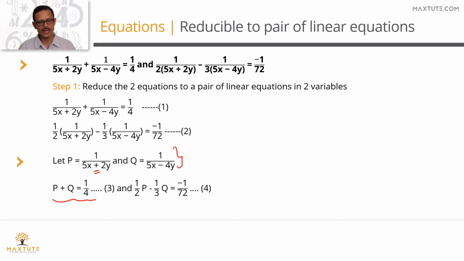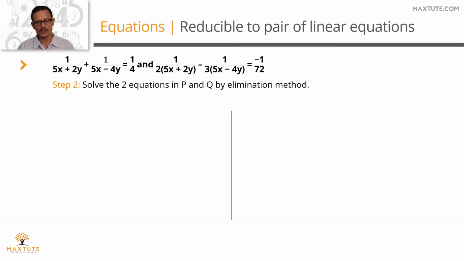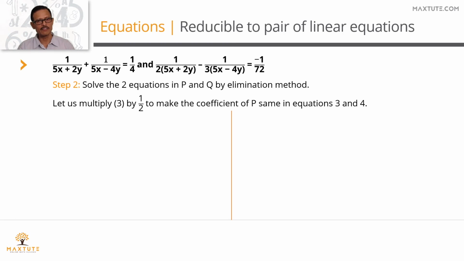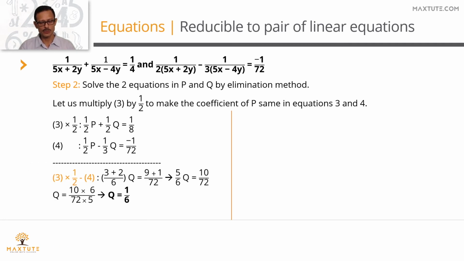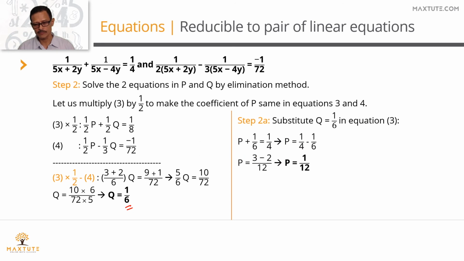Equation 2 will translate to half p minus 1 by 3q equals minus 1 by 72. Let's call this equation 4. So we have two equations, two variables, and they resemble the standard form. Let's use the elimination method to solve and find the value of p and q. Basically multiplying equation 3 with the half so that the coefficients of p is the same in both the equations. Subtracting equation 4 from that, you get the value of q to be equal to 1 by 6. Plug in the value of q as 1 by 6 in equation 3. Get the value of p to be equal to 1 by 12.